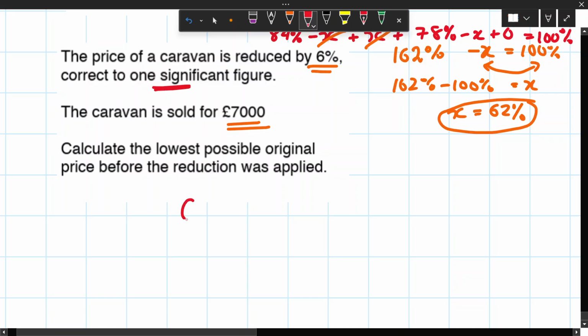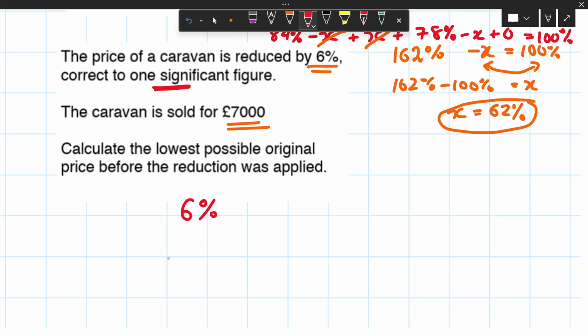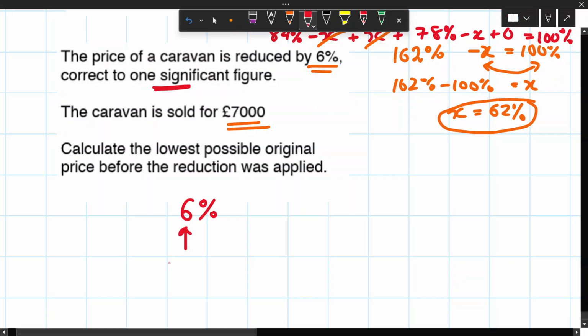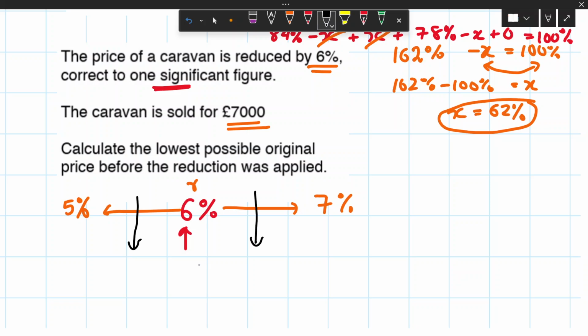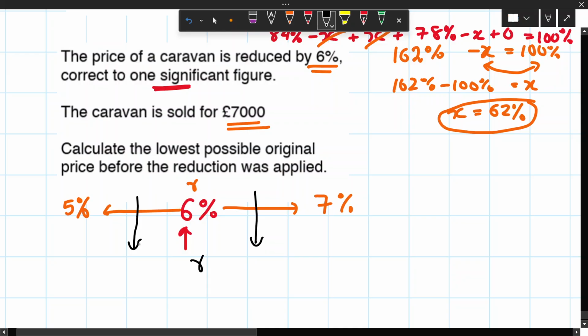So what I am thinking is I need to bring the error intervals of the reduction first. So one significant figure, so the only significant figure I have is 6. If I have to find the error interval for the reduction, let me call that R, I would add 1 to this number, subtract 1 from this number. So that's 7% on the left and 5% on the right.